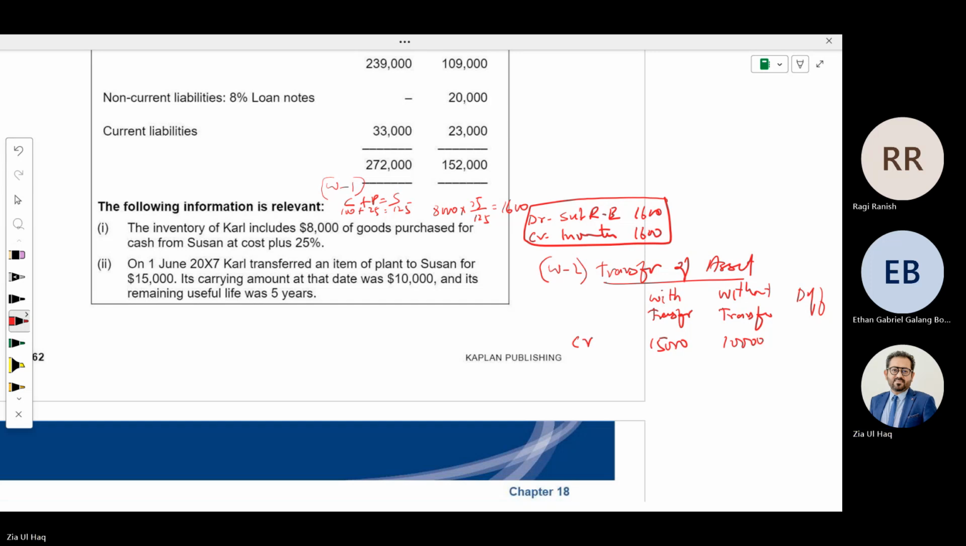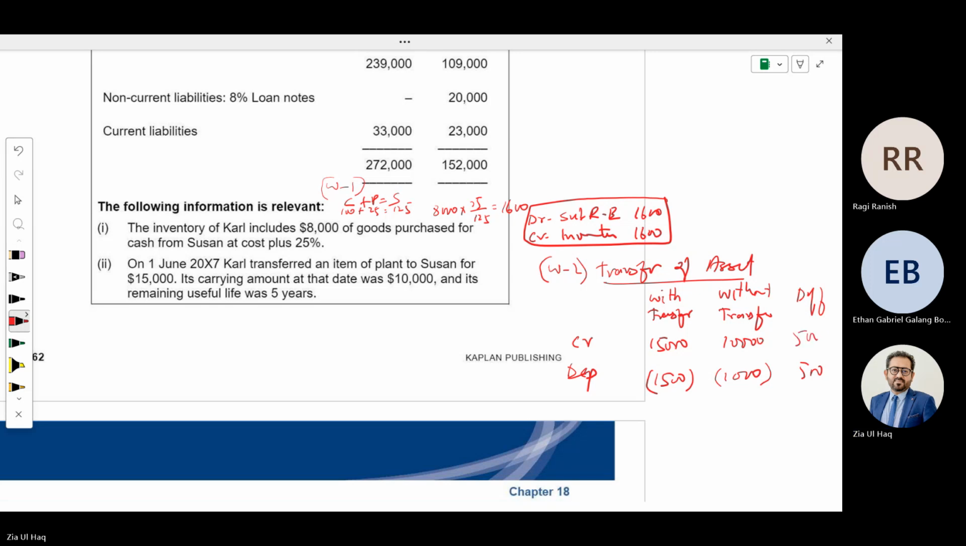How much depreciation is charged? The remaining useful life is 5 years, so 15,000 divided by 5 years. When did they transfer? 1st June. What's the year end? 30th November. How many months? 6 months. So what is 6 months' depreciation? On 15,000, it's 1,500. Without the transfer, it's 1,000. The difference is 500 more depreciation charged.